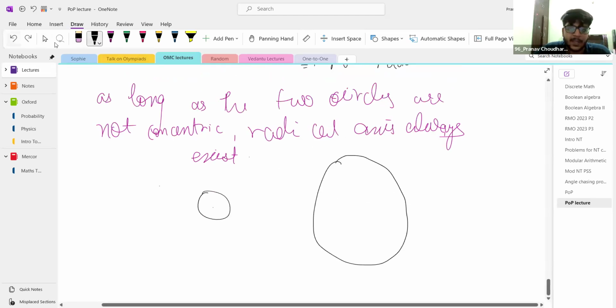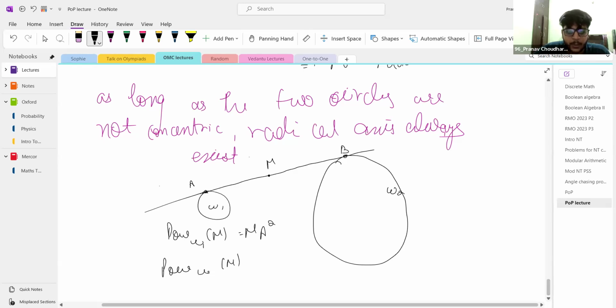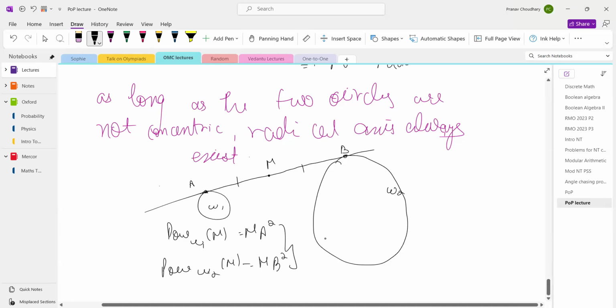So if you have two random circles and you draw their common tangent, and you take the midpoint, let's say M is the midpoint, and the tangent touches the circles at A and B. You know that the power of M with respect to this small circle is MA squared, and the power of M with respect to omega 2 is MB squared. Since M is the midpoint, MA equals MB. So we get the radical axis.